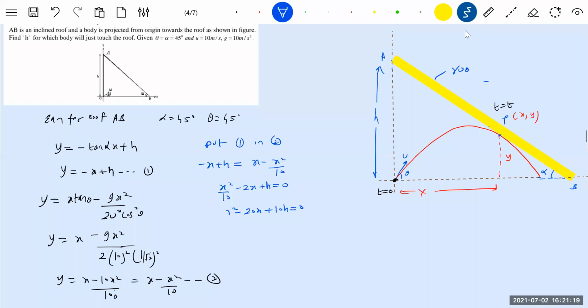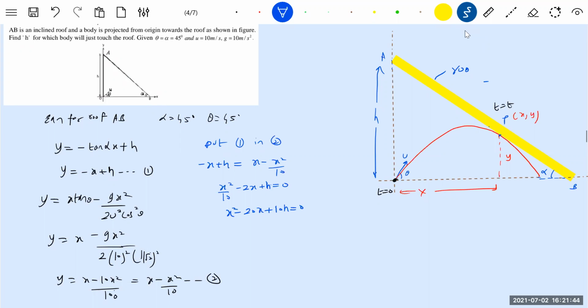Now we have other thing. So how many times should the projectile, the ball, touch? Only once, no? So therefore this quadratic equation should have only one root. To have only one root, b square equal to 4ac.